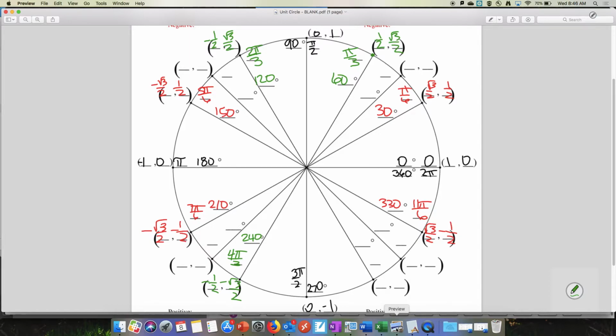And then we're going to flip it one more time to the fourth quadrant. We're at 300 degrees, or 5 pi over 3. To get to this coordinate, we're going to move right 1/2, and then down radical 3 over 2.